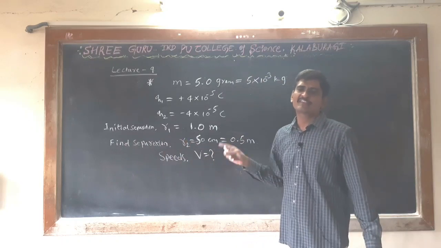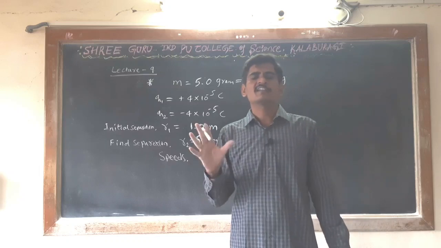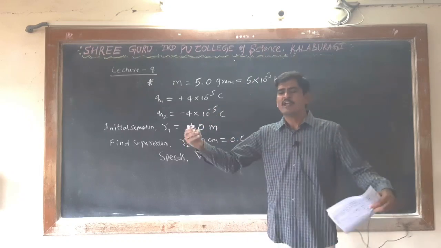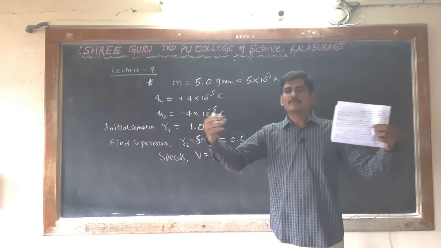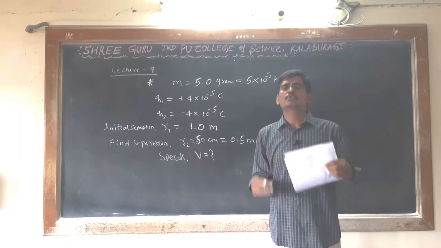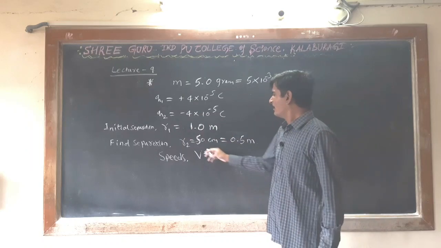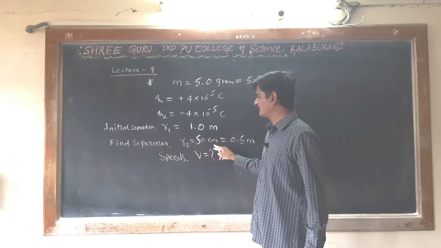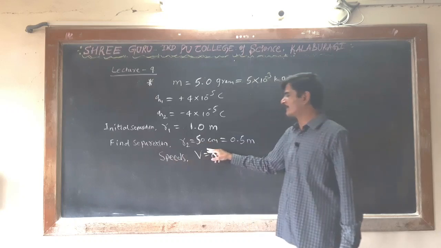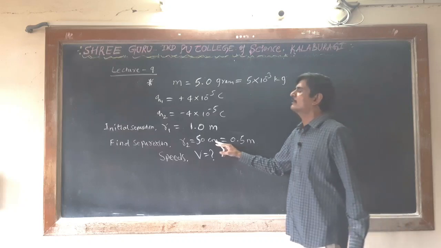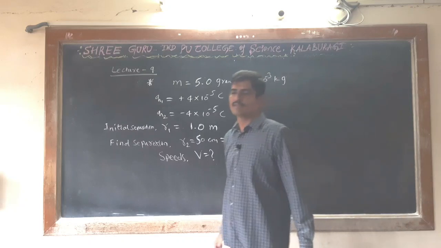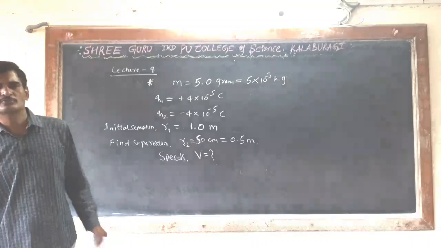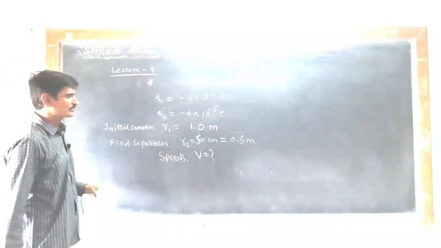Initially they were at rest, which means initial kinetic energy is 0. Initially they had only potential energy. And when they are released, they will attract each other and move towards each other. And when they move a distance of 50 centimeter, when the separation between them is 50 centimeter, what is the speed of each particle? Did you understand the question?